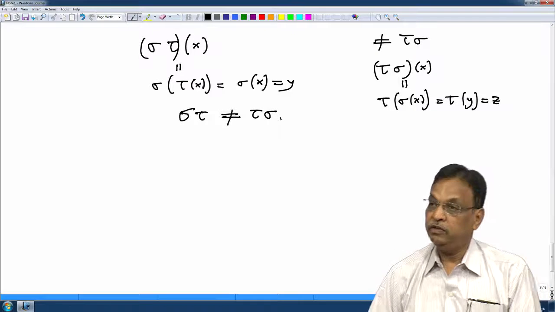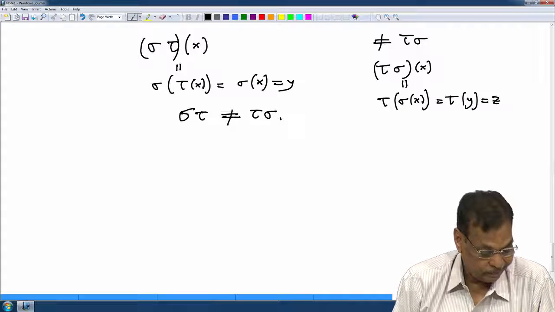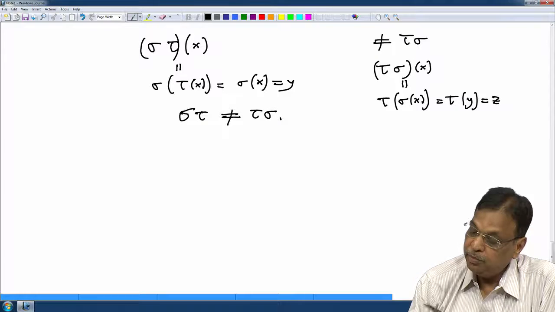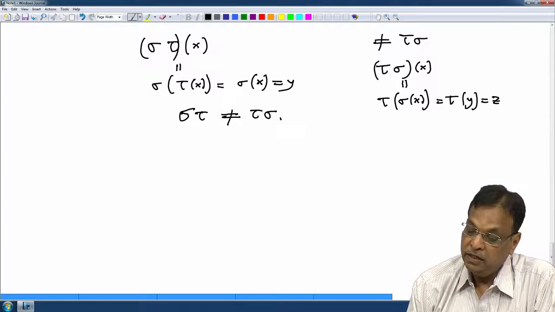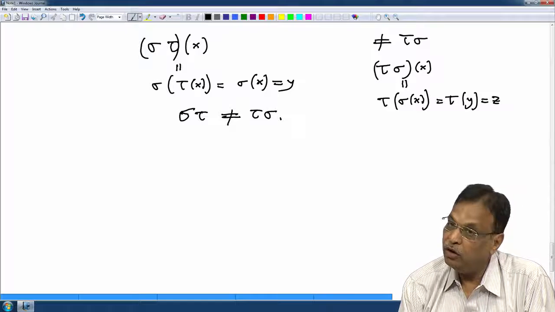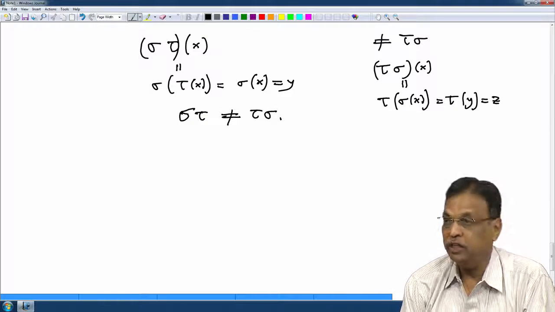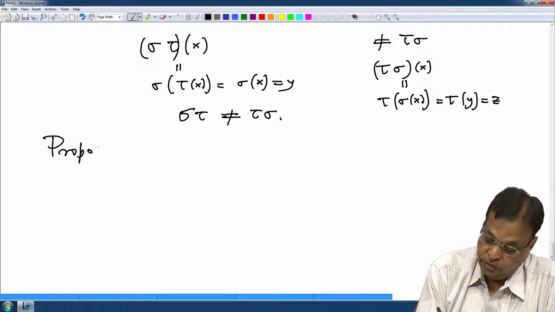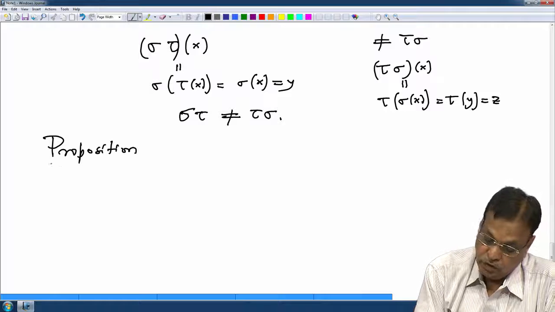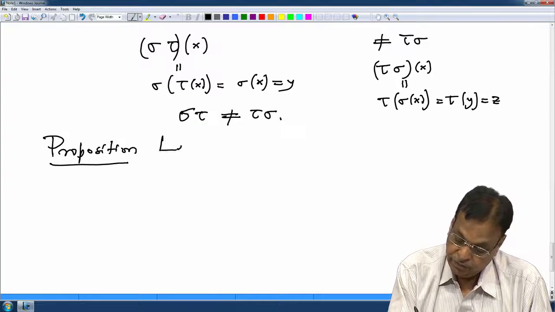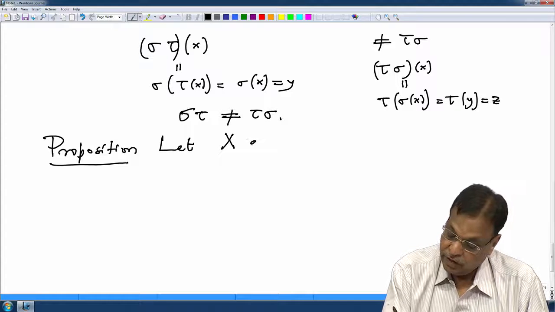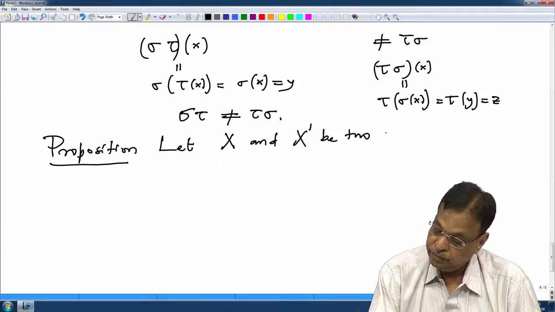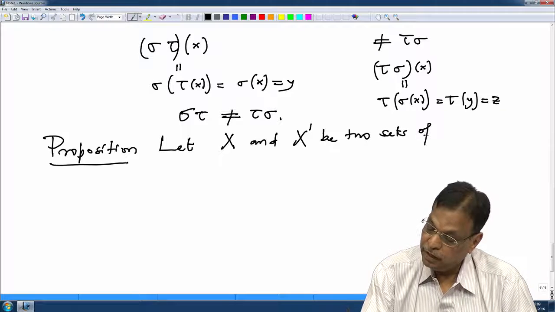So we have proved that the center of a permutation group is a trivial subgroup. Okay, now the next proposition shows that this permutation group doesn't depend on the set X, it depends only on the cardinality of X. So let me write the proposition. Suppose X and X prime are two sets of the same cardinality.